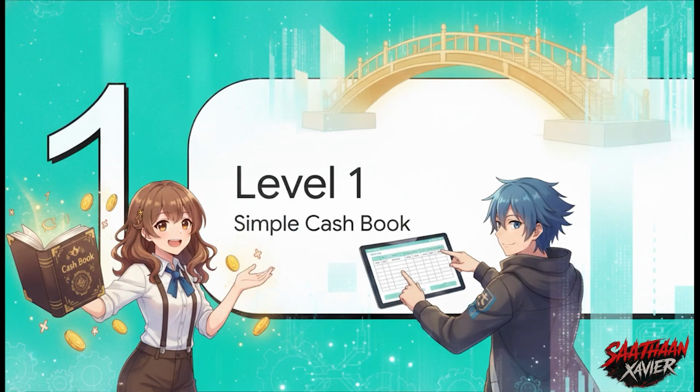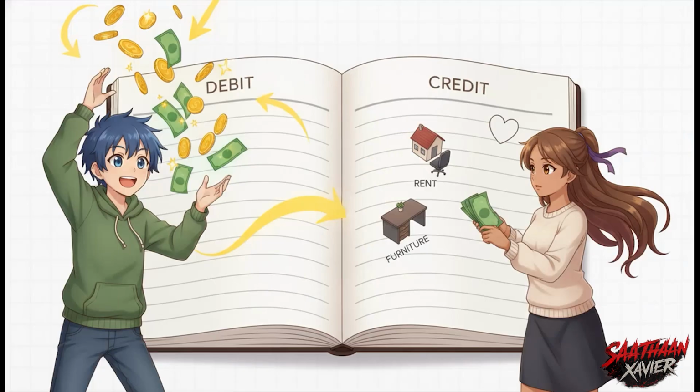Okay, level 1, the simple cash book. Let's see how this builds the absolute foundation of tracking money. The golden rule here is incredibly simple. Debit what comes in and credit what goes out. A quick memory trick for you. Debit and deposit both start with D. Credit is what clears out.